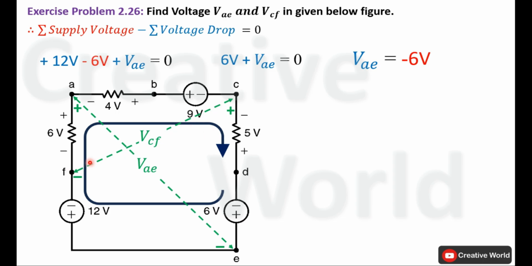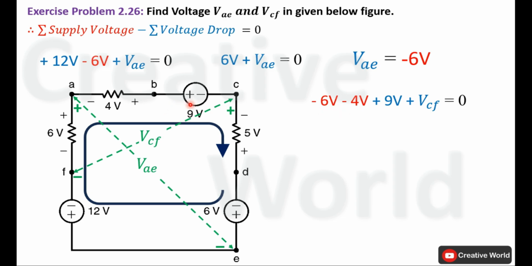For that purpose, we will apply Kirchhoff's voltage law inside this semi-closed circuit. We will start from here. Current entering terminal is negative due to clockwise direction of current. So voltage across this resistive element will be taken with minus sign, minus 6 volt. Move to next resistive element. Current entering terminal is negative, so voltage across this resistive element will be taken with minus sign.